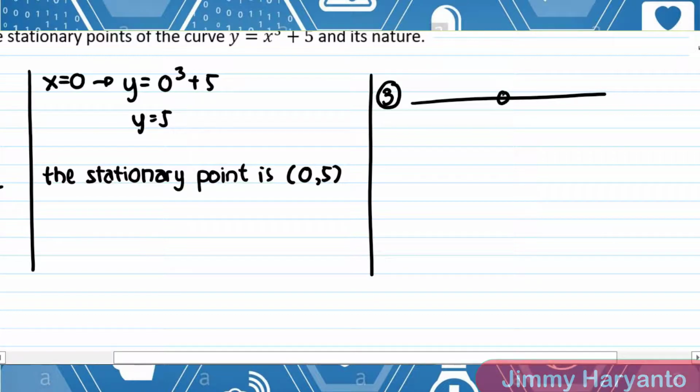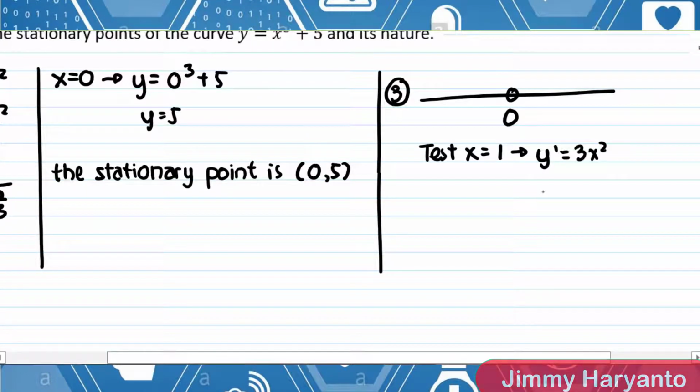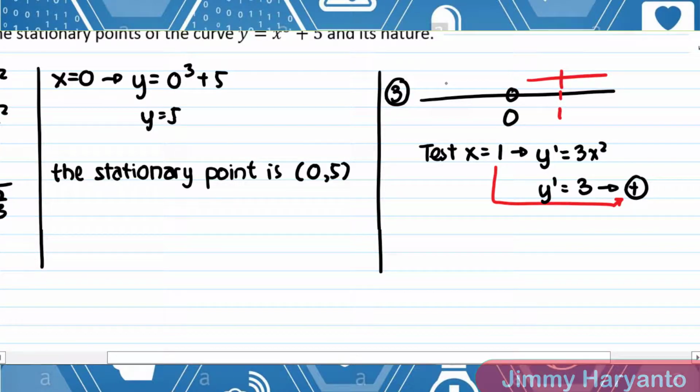draw a number line. So we only have x equals 0 right here. We will have to test for x equals some numbers. Just take 1. For 1, the y-axis will be 3x squared, so the y-axis will be equal to 3, and 3 means positive. So for x equals 1, the value of y-axis is positive. 1 is right here, the value is positive. When you move to the other area, it will still be positive.